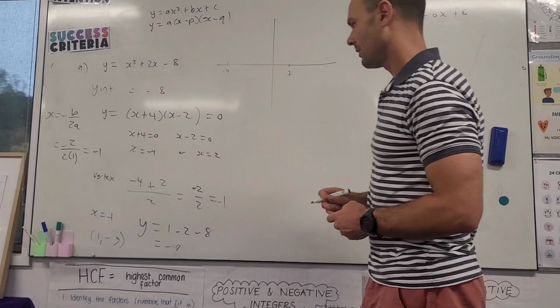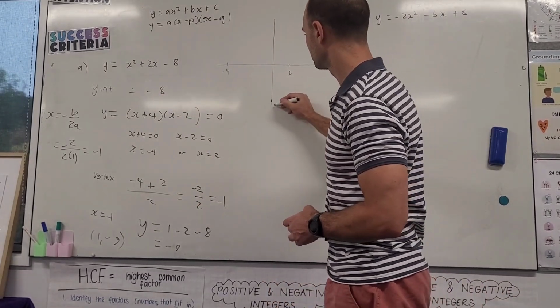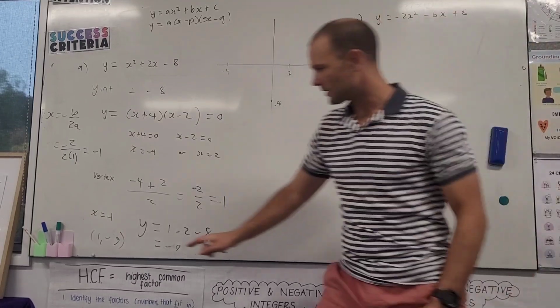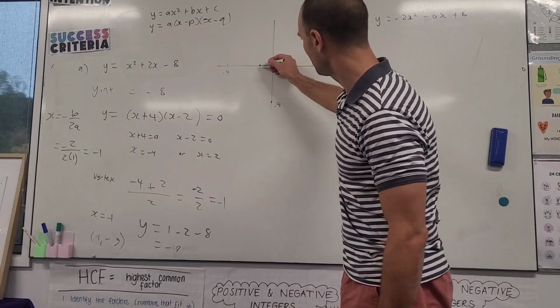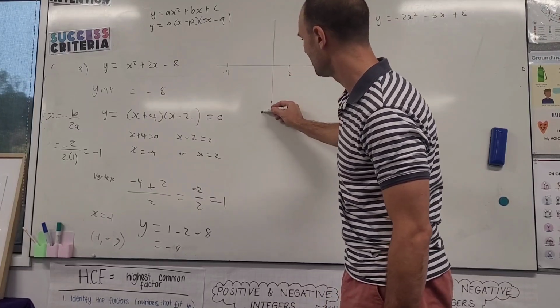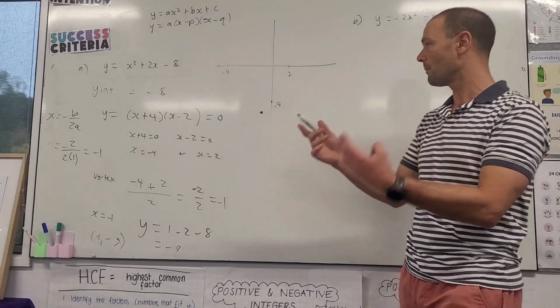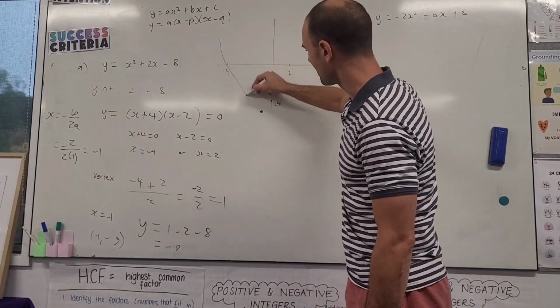We have the y-intercept is negative 8. Okay, so we're familiar with that. But now we're adding in this vertex, which is x is negative 1, y is minus 9. That's the vertex. Now when we say vertex, that means the turning point, the local minimum. And so our function then looks like this.